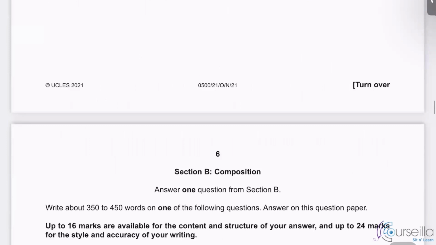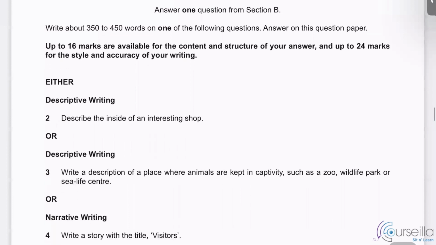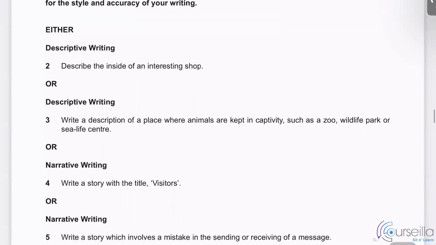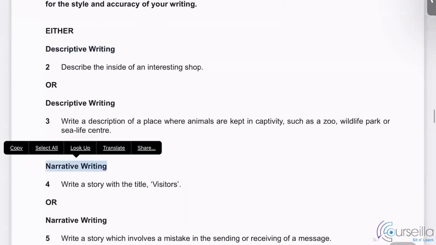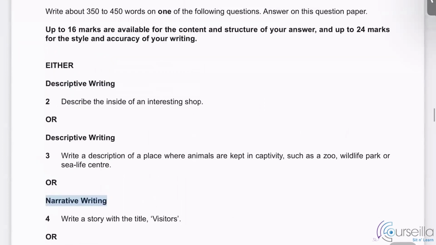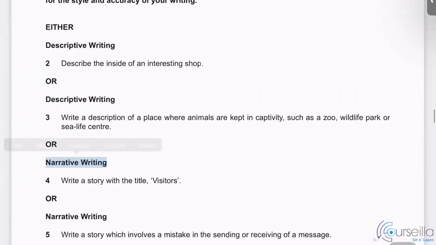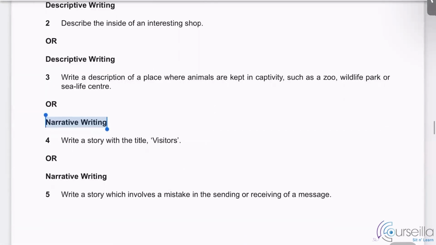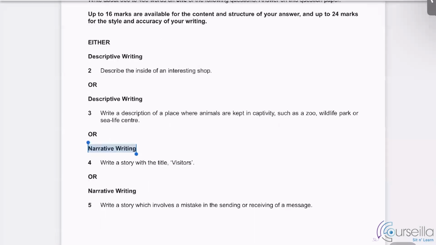The second task is the composition, the free writing, and you have options. You have two options: either the descriptive writing task or the narrative task. Write about 350 to 450 words on one of the following questions. So he's giving you 4 or 5 options, but you're going to choose one and write about it. Do you understand?